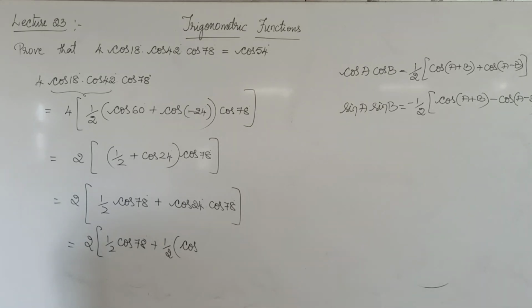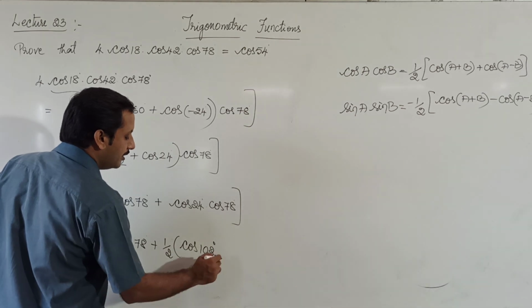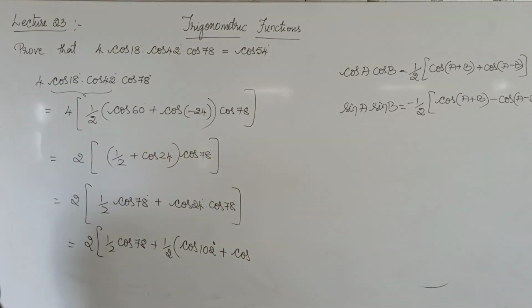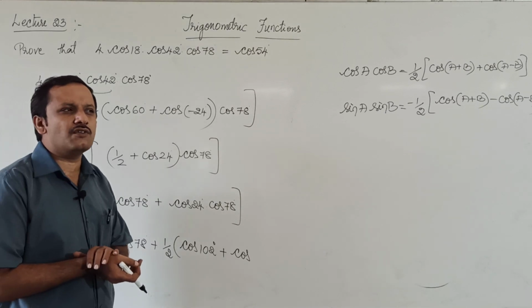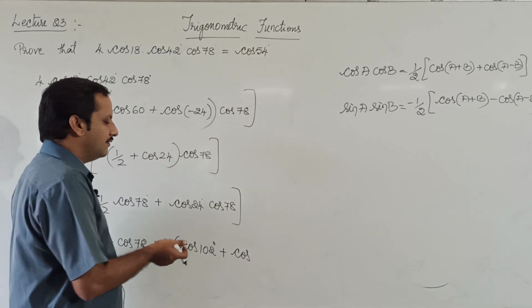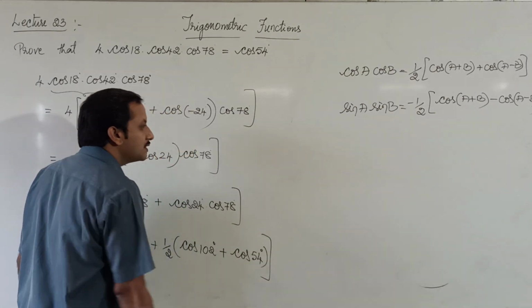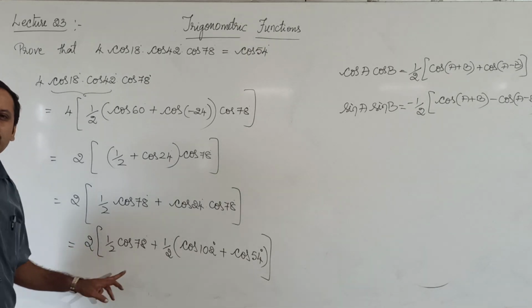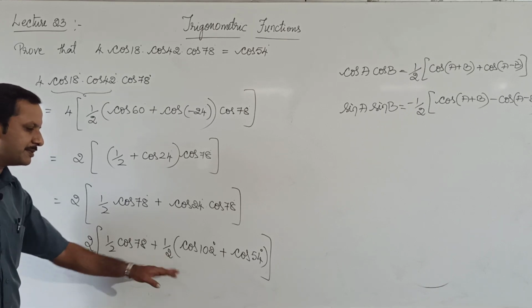78 plus 24 is 102, so cos 102 degree plus cos(A minus B). 24 minus 78 is minus 54. But we know that cos of minus theta is equal to cos theta itself, so cos of minus 54 degree I will write as cos 54 degree. Now I can bring this 1 by 2 outside, because that 1 by 2 is present in all the terms.